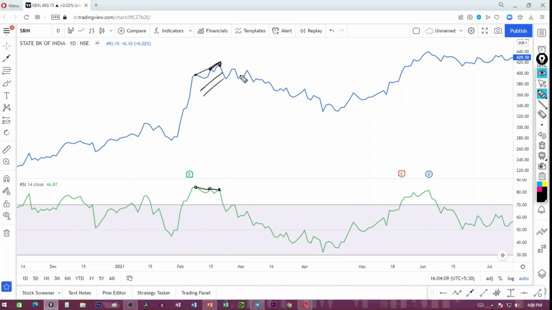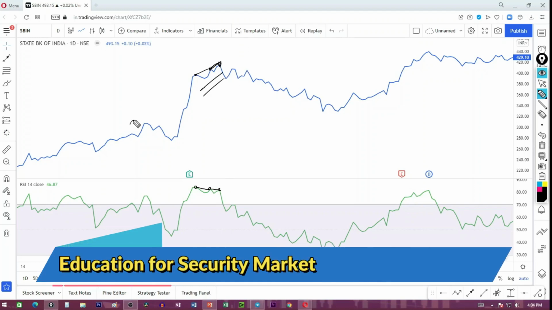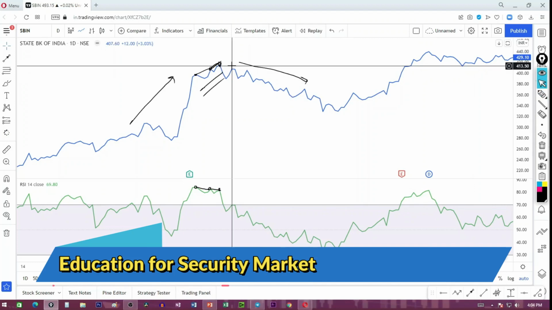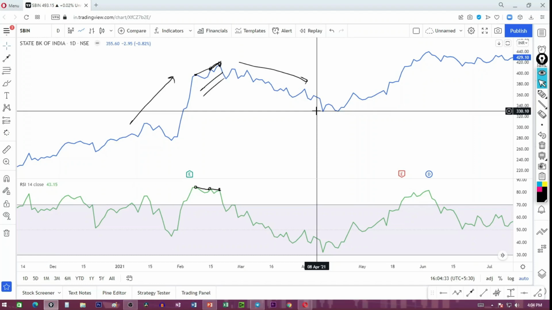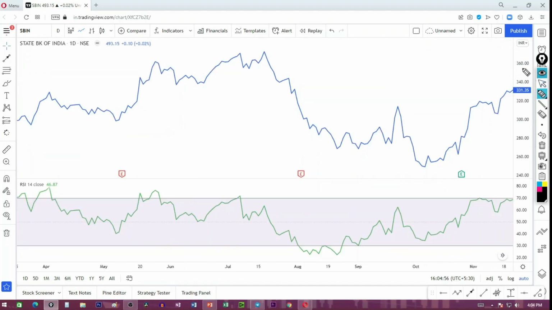After that, two back to back negative classical divergence. The trend of State Bank of India totally change. Price fall 410 level to 330 level. So this is another example of negative classical divergence. Again, a negative classical divergence. Price make higher high and RSI make same time a lower high. This negative divergence change the trend of State Bank of India.